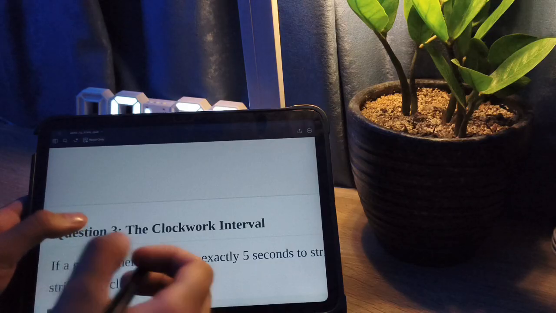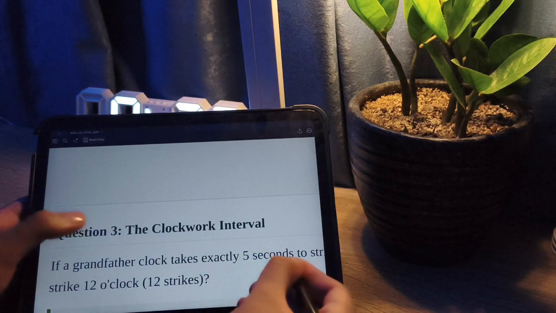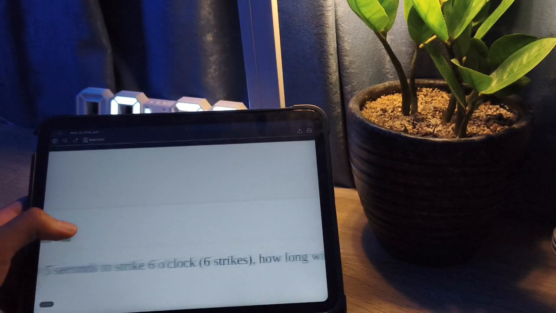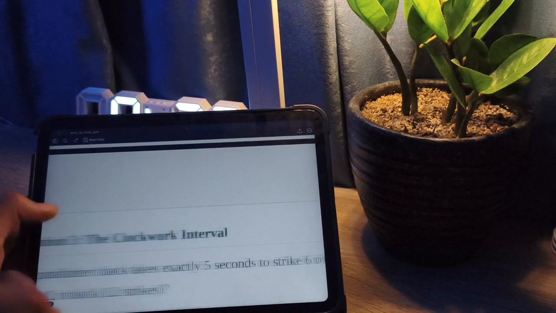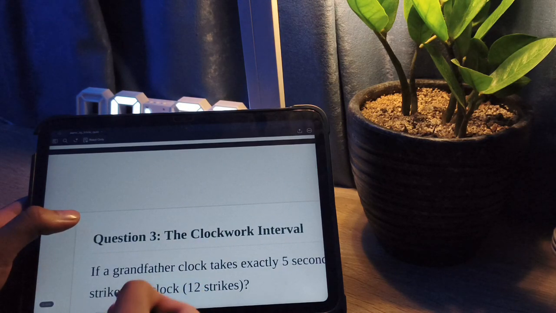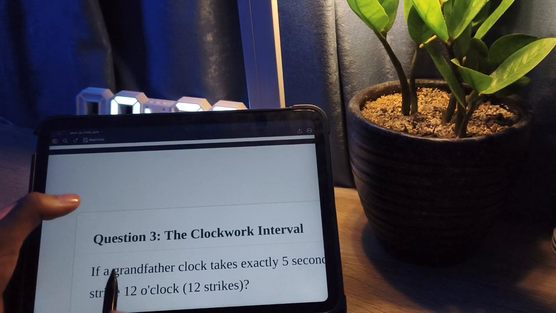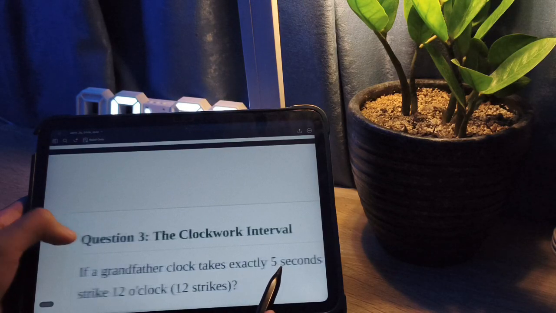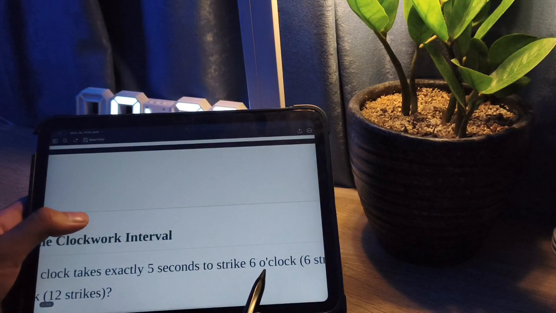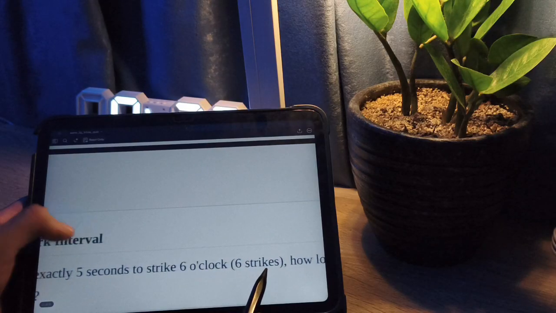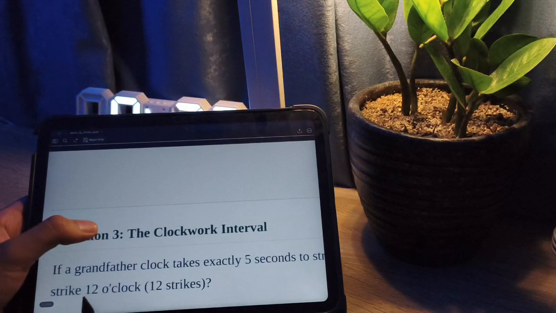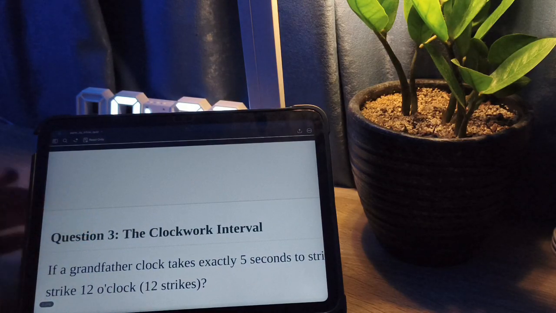If a grandfather clock takes exactly 5 seconds to strike 6 o'clock, 6 strikes, how long will it take to strike 12 o'clock? 12 strikes. I will give you time.